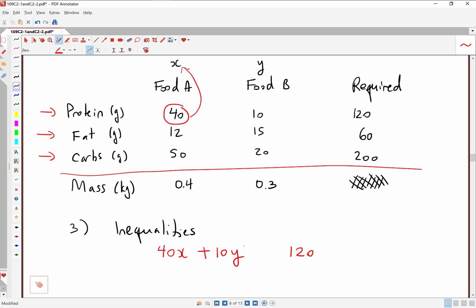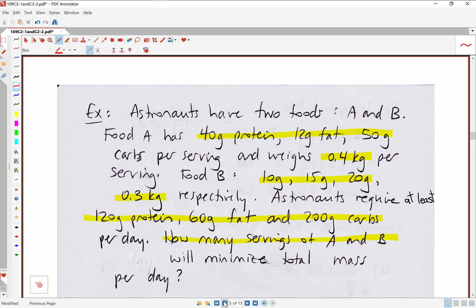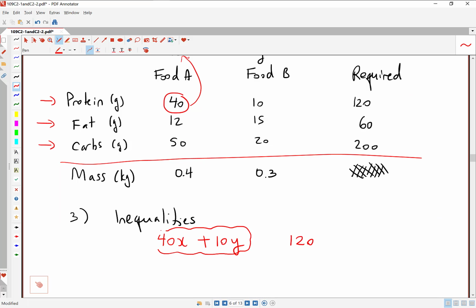So let's figure out which way the inequality is facing. And it might help to just go back to the question. We were told that astronauts require at least that amount of protein. So think of this number here as being the amount of protein that the astronauts are actually going to have in a day. If they have 121 grams, that's fine. But if they have 119 grams, that is not cool. So the inequality has to go this way. The actual amount that they have has to be bigger than or equal to 120.